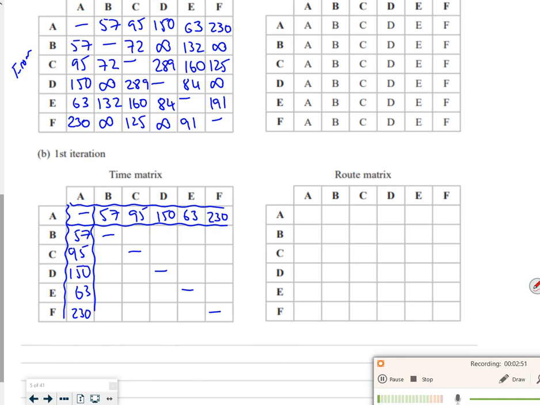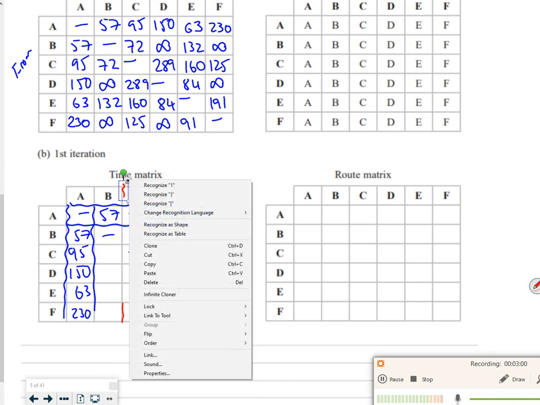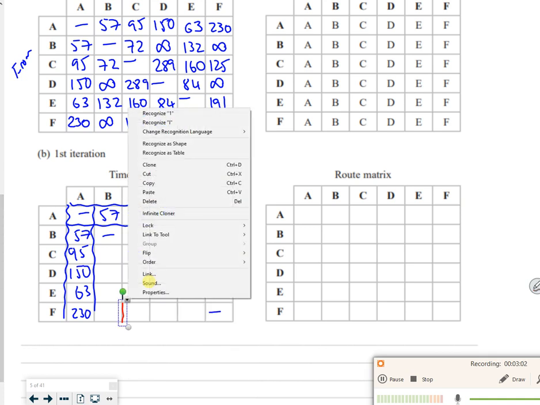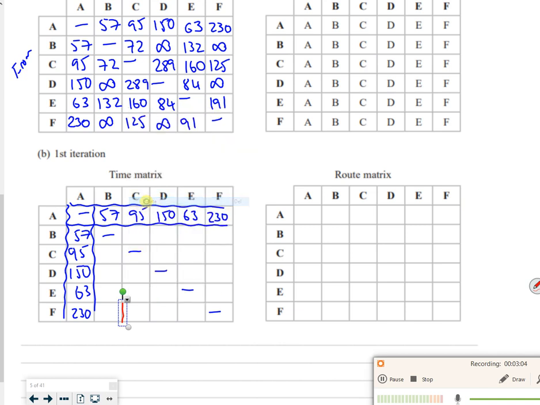Right, so what I'm saying is, if it was the third iteration, I'd make sure that the C column and the C row were the same. If it was the fifth iteration, I'd make sure that the E column and the E row were the same. So you get the gist with that. Right, so let's have a look.